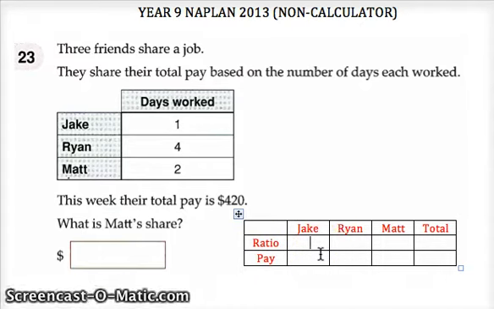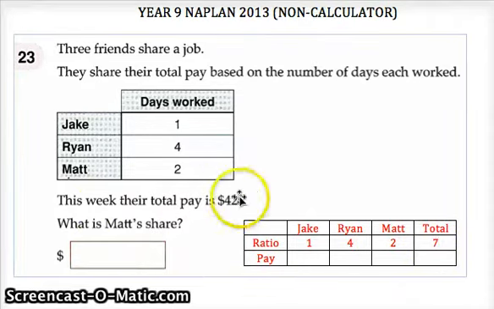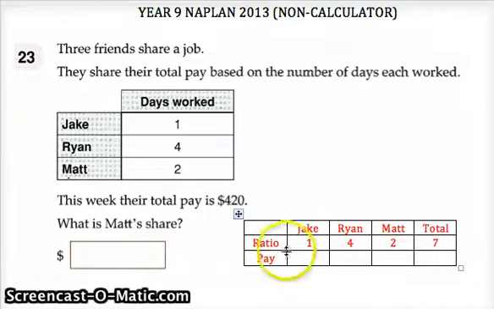So from the question, we know that Jake's part is 1. Jake worked 1 day, Ryan worked 4 days, and Matt worked 2 days. So the total parts between Jake, Ryan and Matt, we add these up: 1 plus 4 is 5, plus 2 is 7. So we've got 7 parts in total. Now we're told that the total pay is $420. So $420 needs to go underneath the total, because the total of everyone's pay is $420.